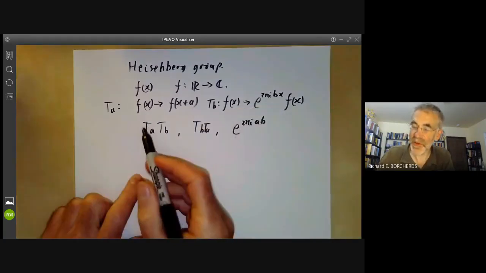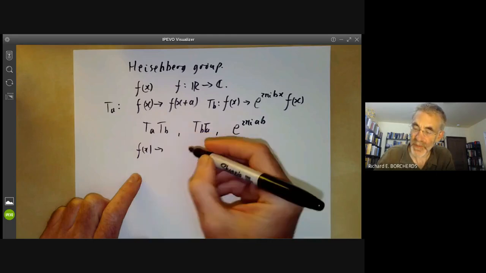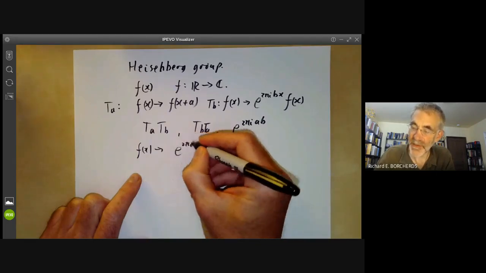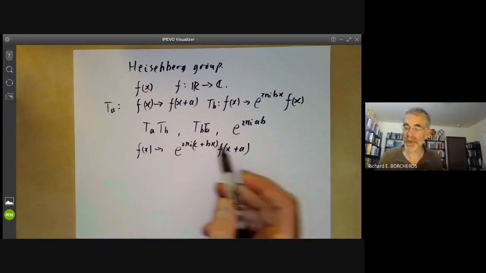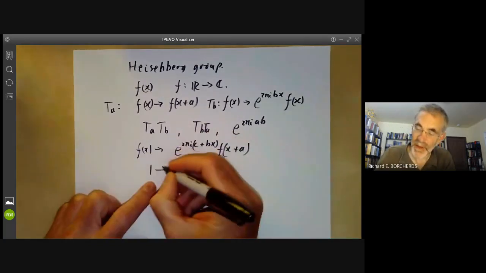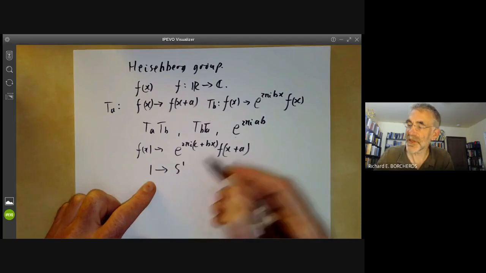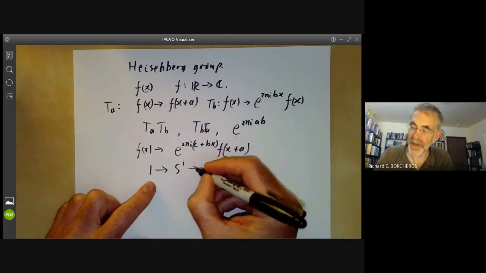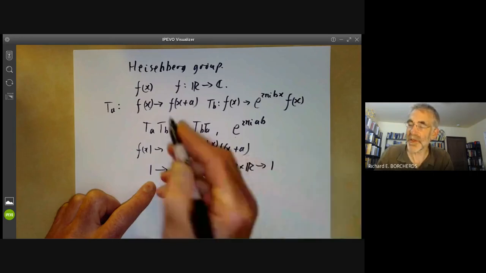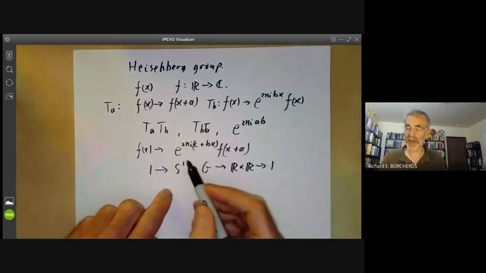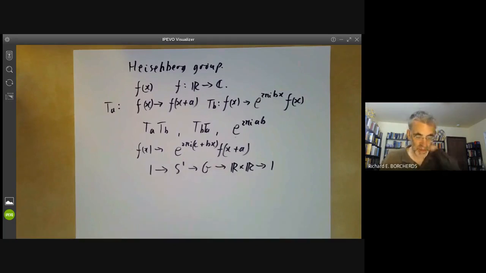So we get a three-dimensional group of all operations where we take f of x to e to the 2 pi i (c plus bx) times f of (x plus a). And this gives us a three-dimensional group of transformations. You can see that it's got a subgroup isomorphic to the circle group, just multiplication by numbers e to the 2 pi i c. And then it sits like that. And the quotient is just a product of two copies of the reals, because these two translations commute up to multiplication like that. So that's the Heisenberg group in quantum mechanics. It's an extension of R times R by S^1.